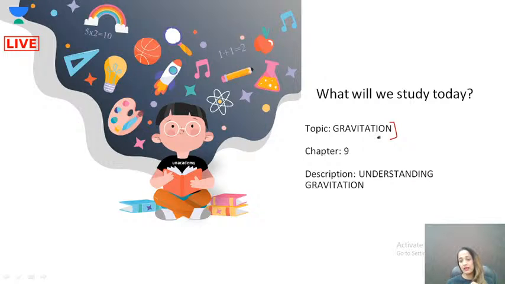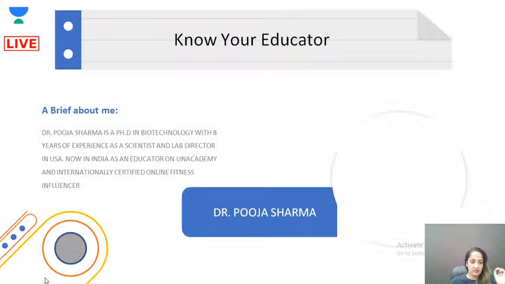So why gravitation? Why are we going to study gravitation after we discuss force and motion and all other chapters? That is one thing that we will discuss, and this is chapter 9 for grade 9 physics. Again, we will discuss what is gravitation, what is force, what is pressure, all those things in a minute. All right, so let's get started.